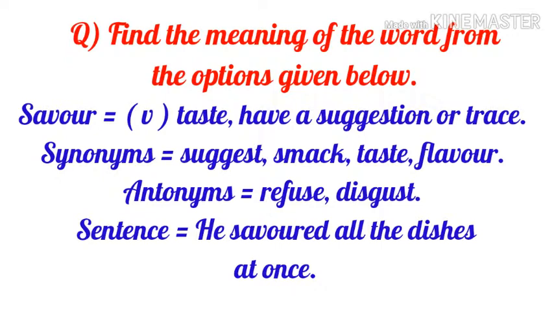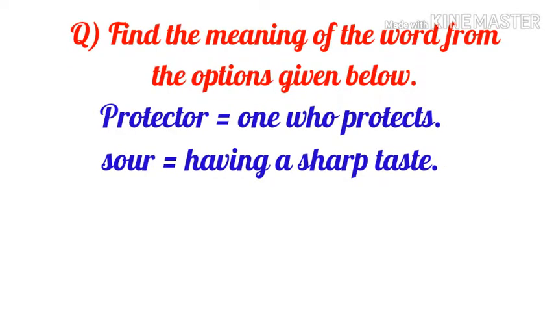Let us see its sentence. He savored all the dishes at once. That means he tasted all the dishes at once. So it's very clear. Its meaning is very simple. The meaning of the word savor is to taste. And since the options are taste, protector means one who protects someone. Then sour is also a taste only, but it is having a sharp taste. Flavor is also a different kind of taste.